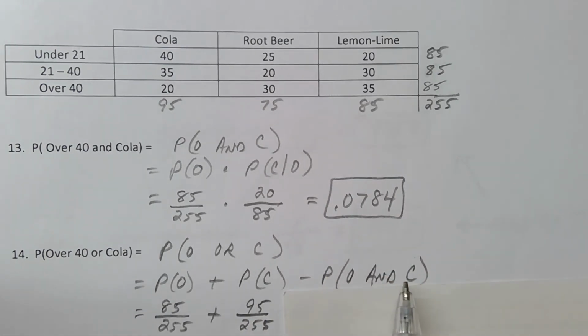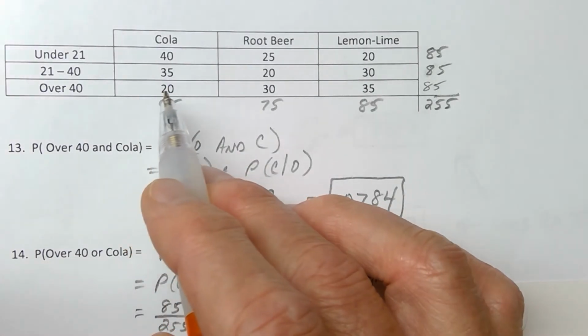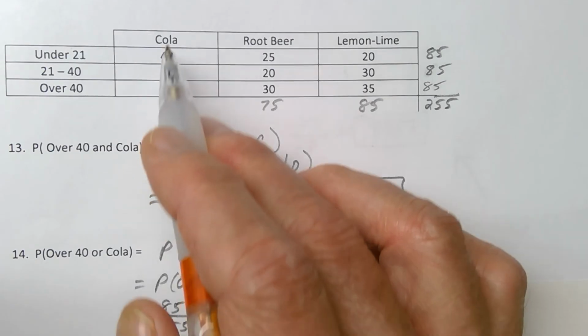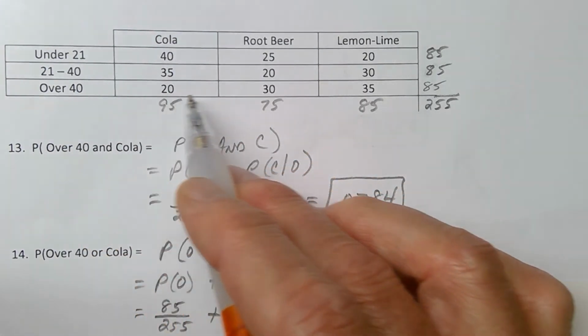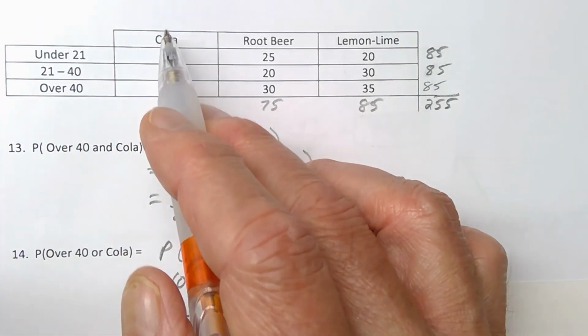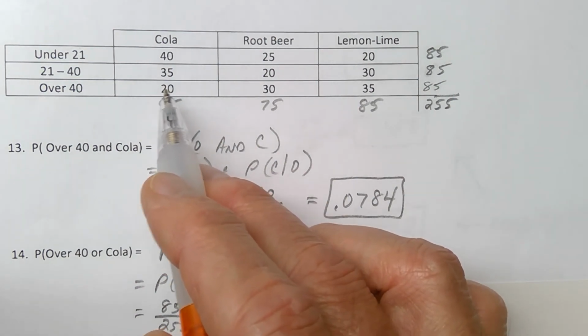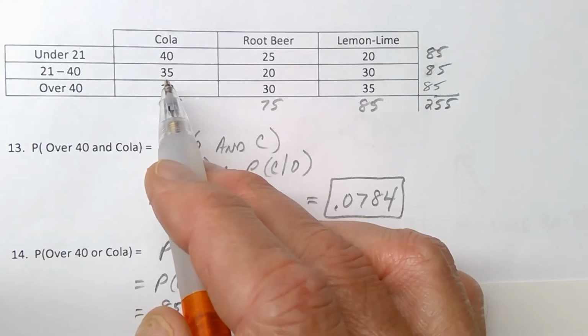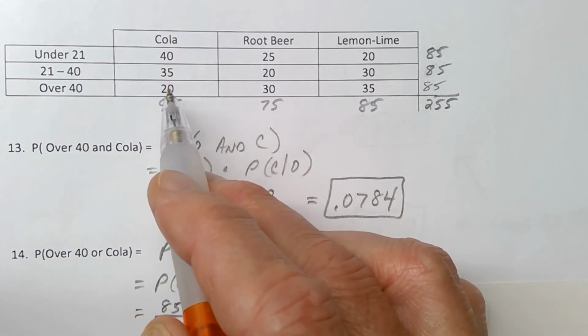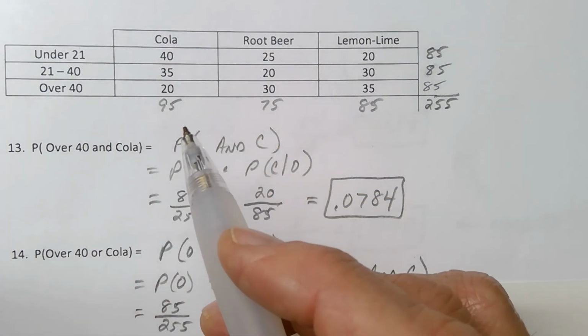Now, did I count anybody twice? Are there people who are over 40 and like cola? They got to be both. That's these guys right here. They're over 40, all these guys, and they like cola. These 20 are the only ones who are both. They're in the over 40 row, and they're in the cola row. So these 20, we accidentally counted them twice.